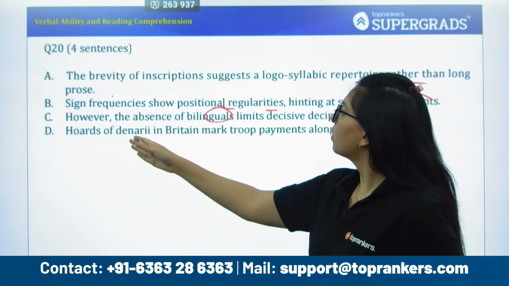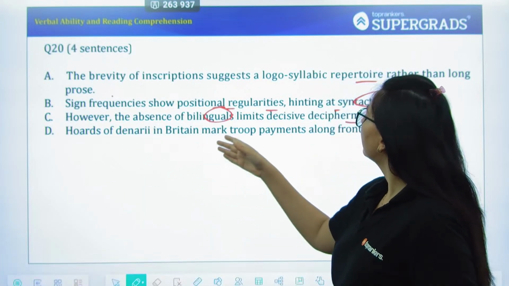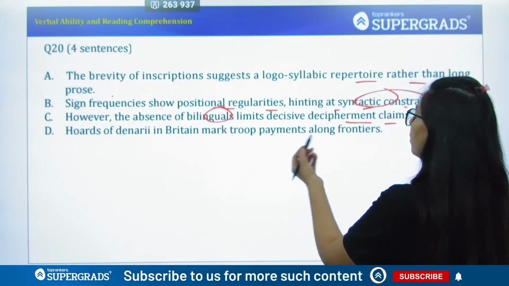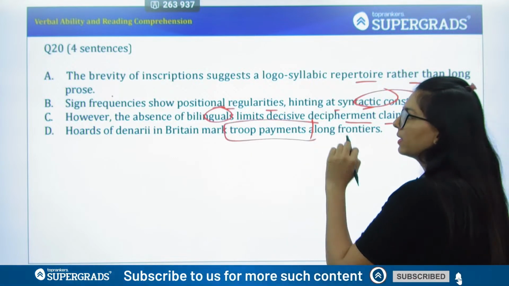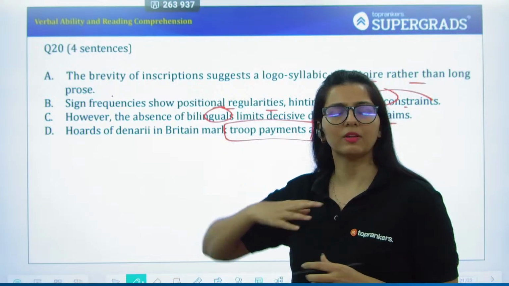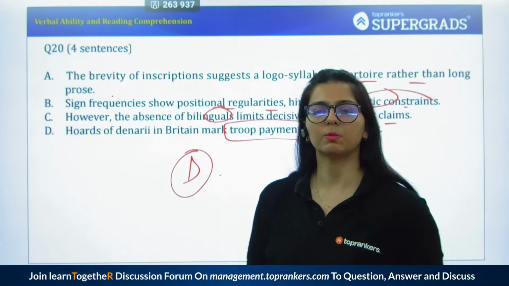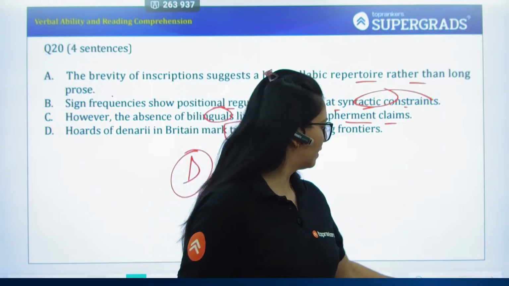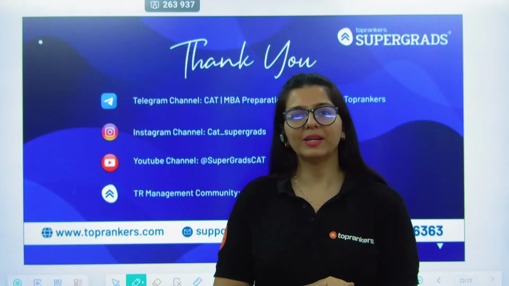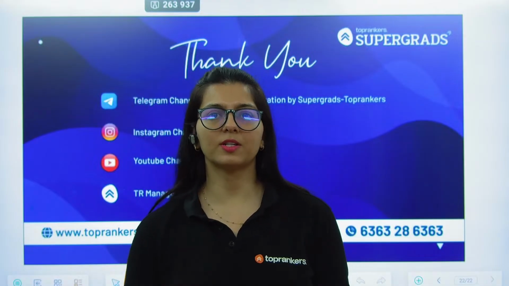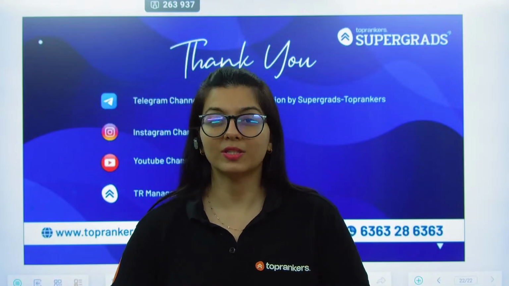Now, hoards of denarii in Britain mark troop payments along frontiers. Now, why are we talking about the troop payments, by the way? Weren't we talking about the inscriptions and the way they were put out? So, obviously, we know that the one statement that is going to be a misfit is going to be statement D. And with that, we come to an end to this session of the 20 questions that I had for you with respect to odd sentence.